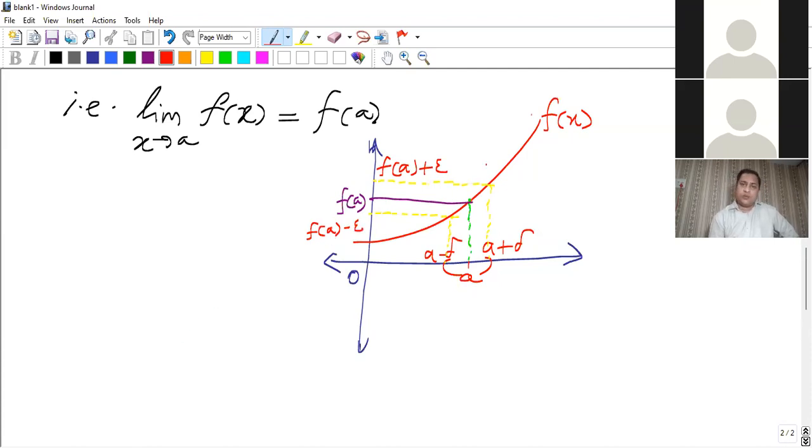So the value of the function here is going to be f of a exactly. If we consider the delta neighborhood of this a, then we get the epsilon neighborhood of f of a, the value of the function at this point a. Here x may come from this side or from this side. Whether it is the left limit or the right limit, it always approaches the function value of f of x at this point a. And if it approaches the function value, then it is continuity. So is there any doubt in continuity?